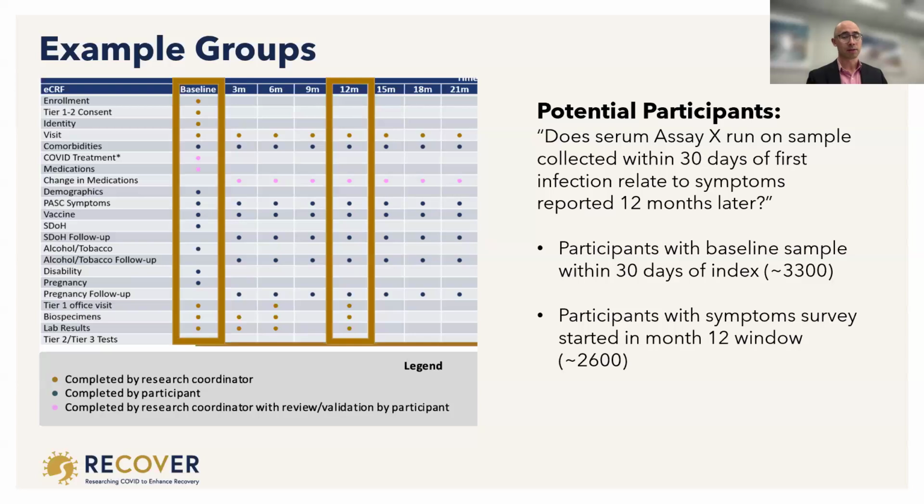So the first step here is to look at that sample collection. The 30 days doesn't quite align with the visit schedule we have, but we have a collection date. So we look at that 30-day period. We can narrow down to just serum. And for the samples available, we have 3,300 participants with that sample available.